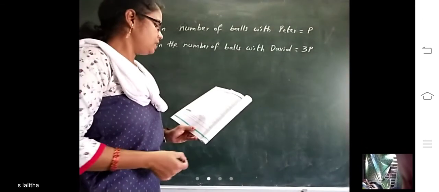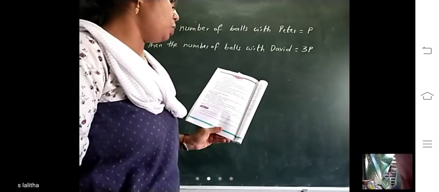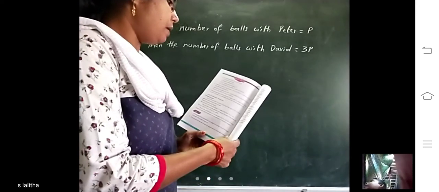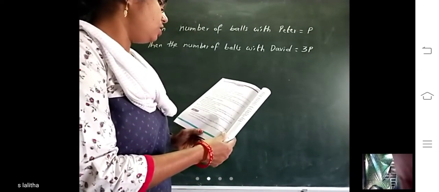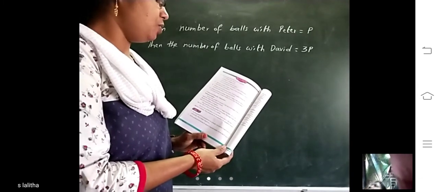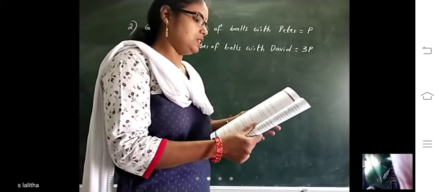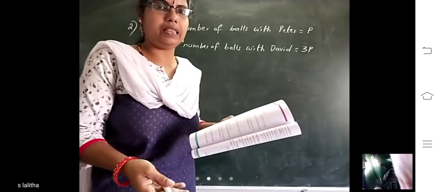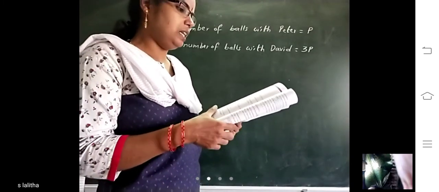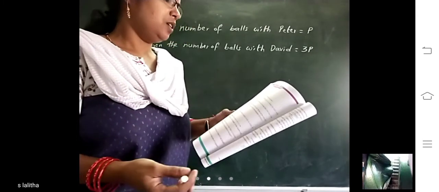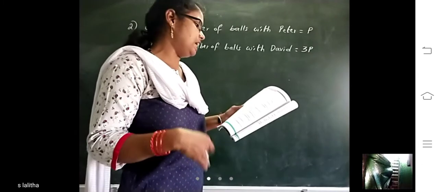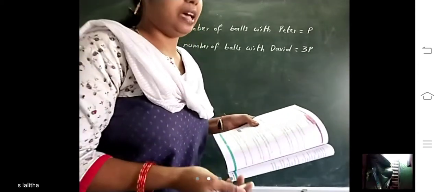See the third question. Sita has 3 more notebooks than Geeta. Find the number of books that Geeta has. Use any letter for the number of books that Geeta has. So Sita has 3 more notebooks than Geeta. You have to use any letter for the number of books that Geeta has. Okay.